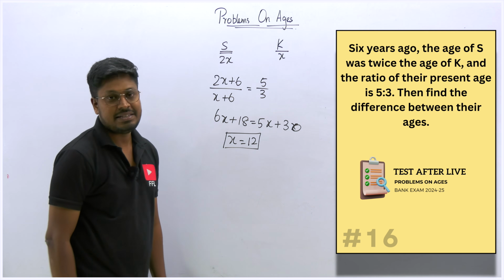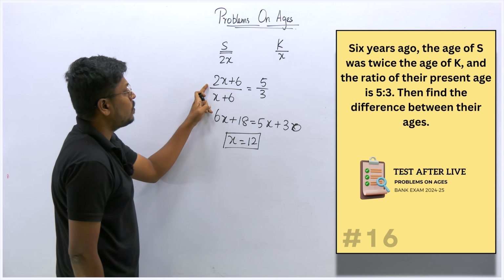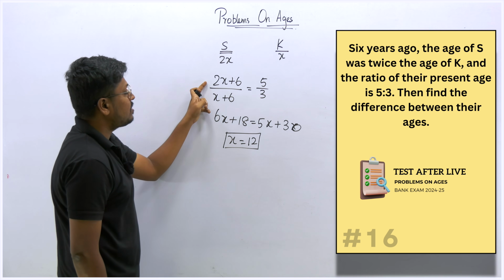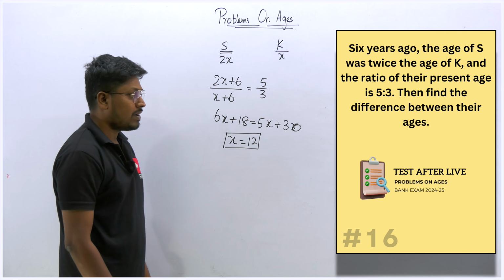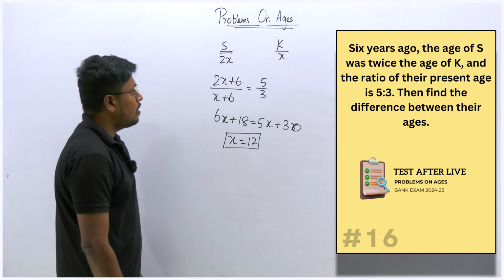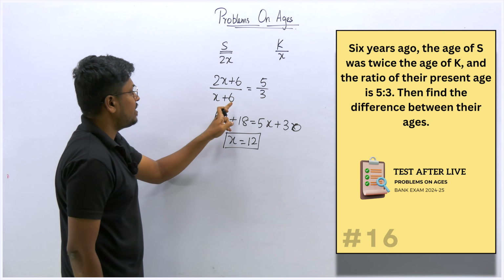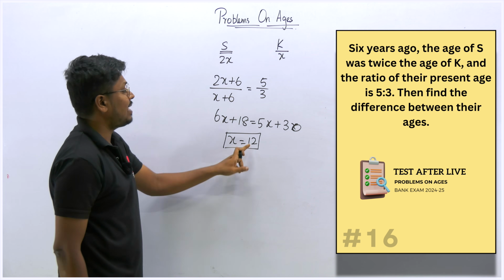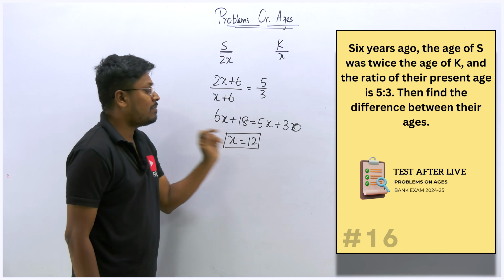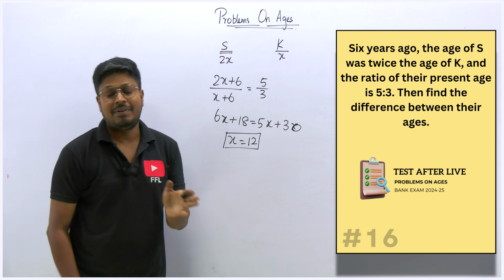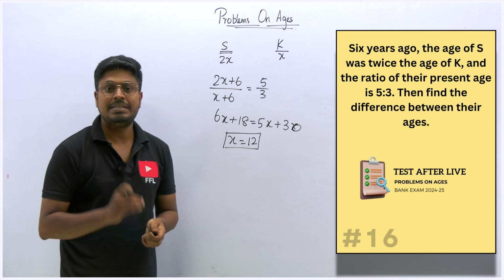And our target is to find the difference in their present ages. So 2x plus 6: 12 into 2, 24. They're asking to find the difference between their ages. So we need to find the difference actually. Either way you can substitute here or you can substitute here, directly you will get the answer. Why? Because 12 into 2 will be 24. So x is equal to 12, and 12, 24, the difference will be 12. So the answer for this question is that the difference is 12.